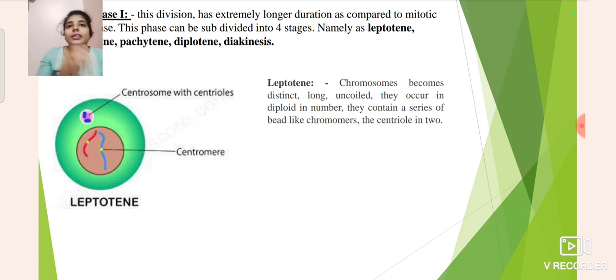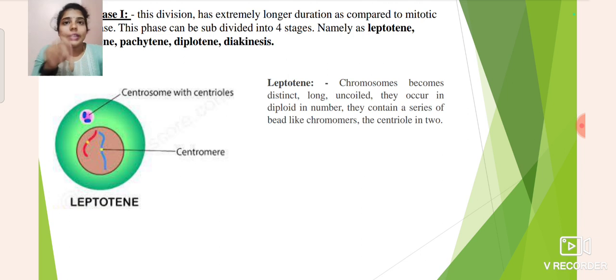On the surface of each chromosome, small bead-like structures appear, which are called chromomeres. Every chromosome has small bead-like structures on its surface, which we call chromomeres, and it also consists of centrioles.